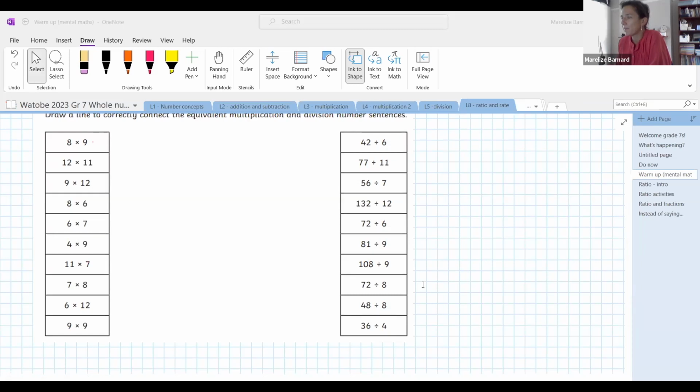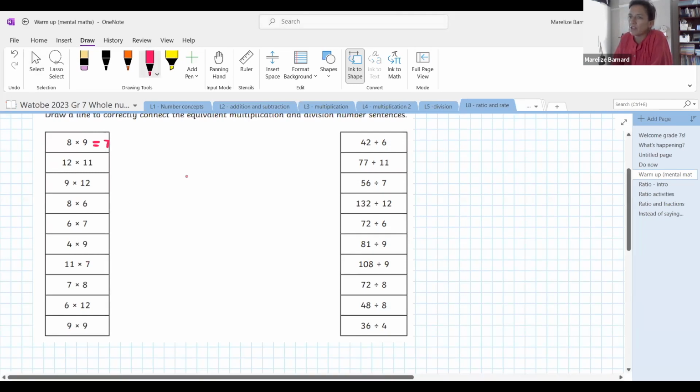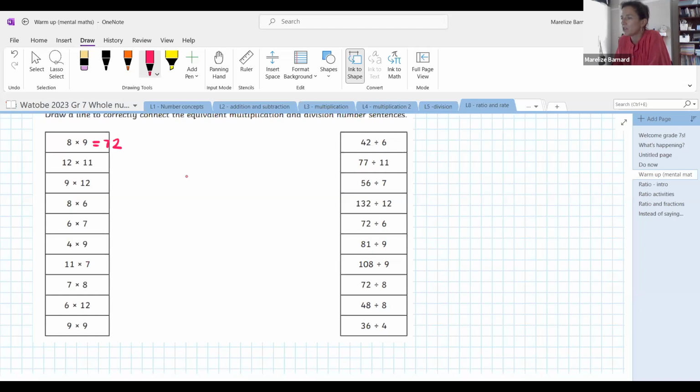Let's see. 8 times 9, guys. Boom. No, it's not 81. It's 72. There we go. So this is going to be 72. So in the right-hand column, you need to then go and look for the division sentence that's going to match it. Okay, so I'm going to give everyone a chance to look which division sentence is going to match 8 times 9 is 72. Which one is going to go with it? Pop it in the chat if you know.